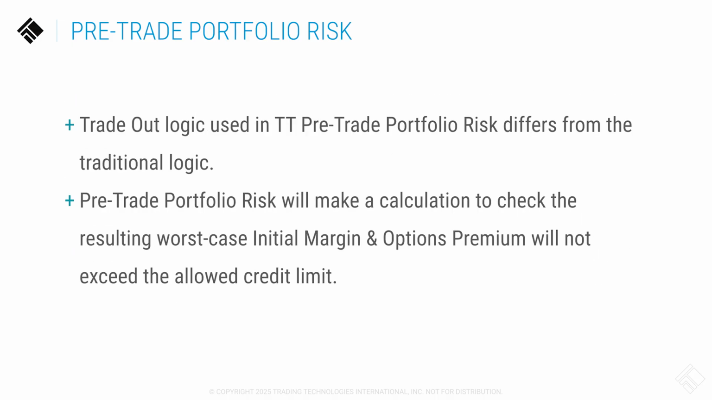Trade-out logic used in TT pre-trade portfolio risk differs from the traditional logic. In portfolio risk, credit forms an integral part of the trade-out calculation. Instead of simply considering the open position and allowing any order which reduces that position, pre-trade portfolio risk will make a calculation to check the resulting worst-case initial margin and options premium will not exceed the allowed credit limit.